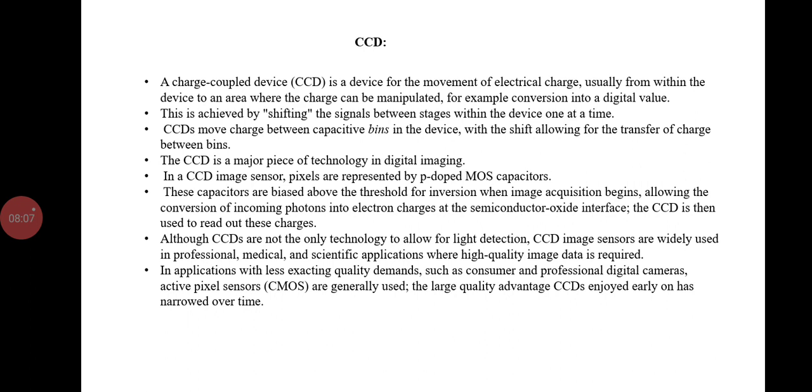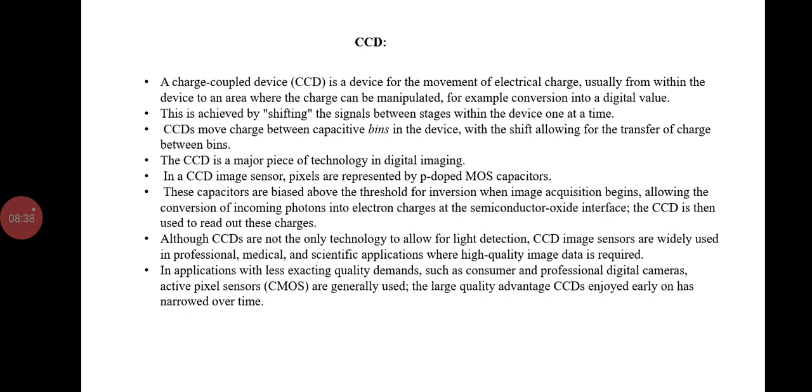active pixel sensors are generally used. Here the large quality disadvantages CCDs enjoyed early on have narrowed over time. In a CCD for capturing images, there is a photoactive region and a transmission region made out of shift registers. An image is projected through a lens onto the capacitor array, causing each capacitor to accumulate an electric charge proportional to the light intensity at that location.